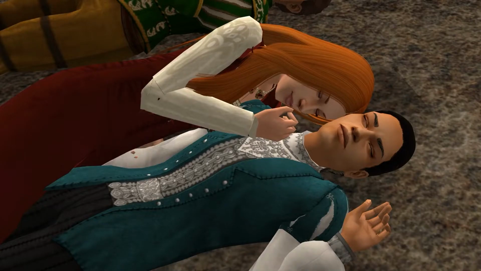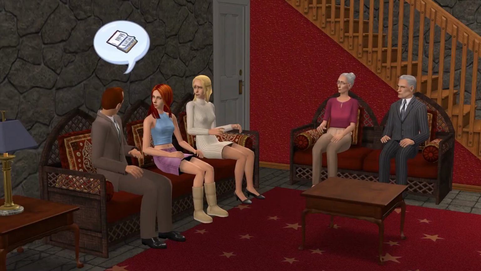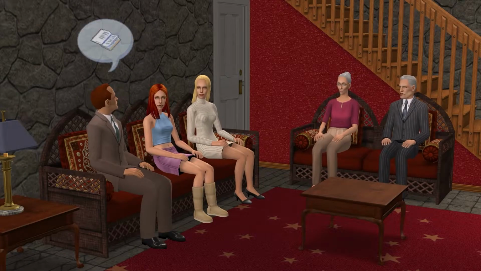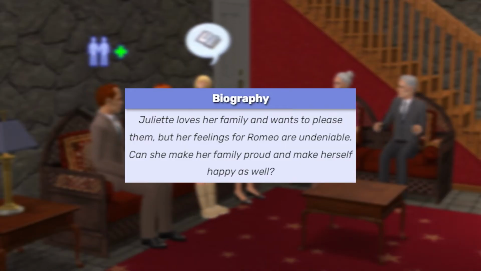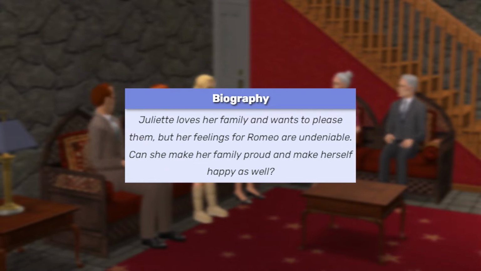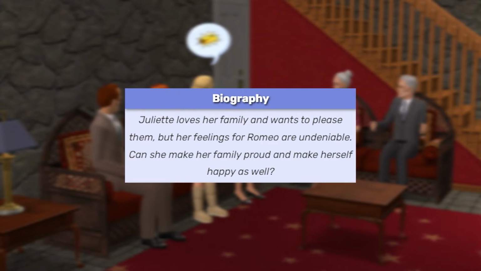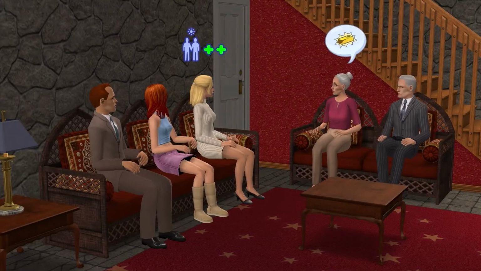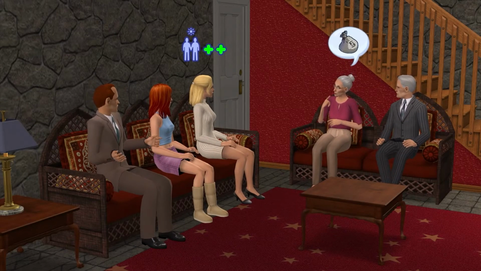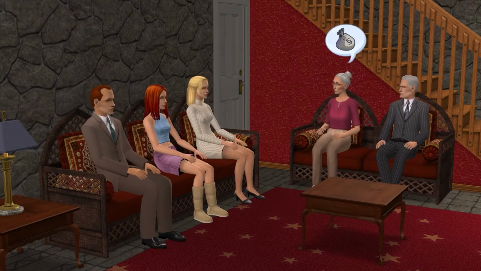At the end of the play, even the Capulet and Montague elders pity her and praise her faithfulness once they learn the full story. In The Sims 2, Juliet's bio reads, "Juliet loves her family and wants to please them, but her feelings for Romeo are undeniable. Can she make her family proud and make herself happy as well?" The element of fierceness isn't mentioned, but otherwise this bio makes sense in relation with Shakespeare's Juliet.